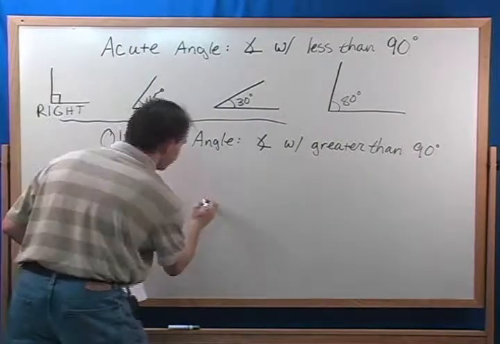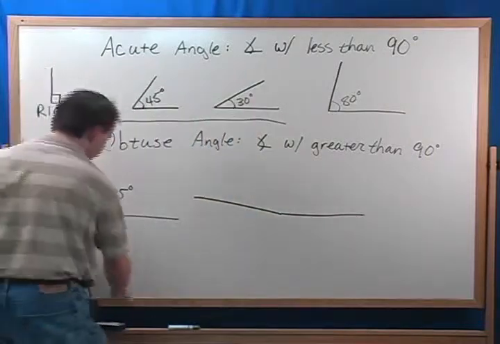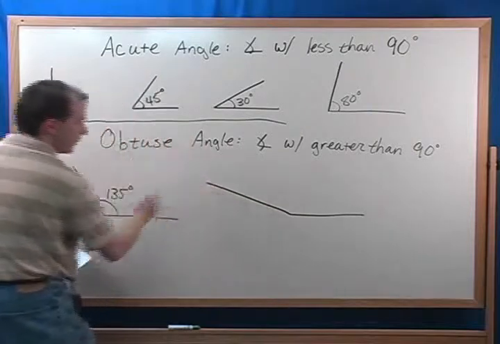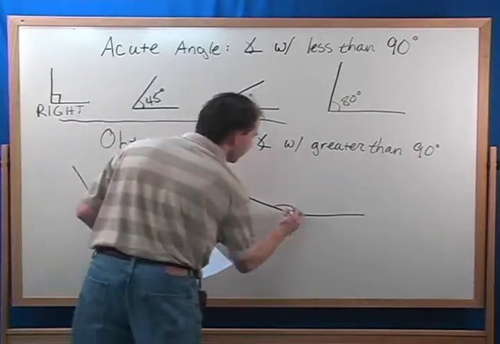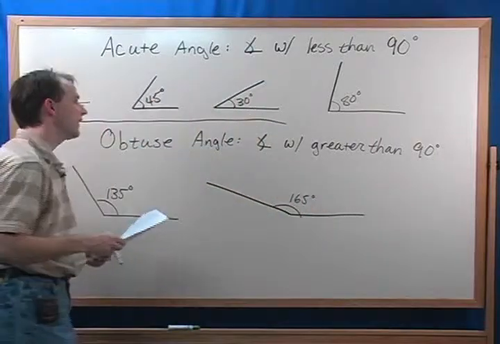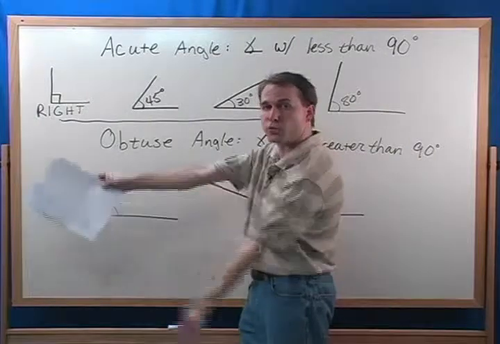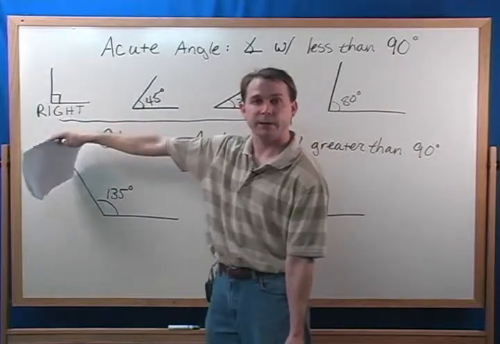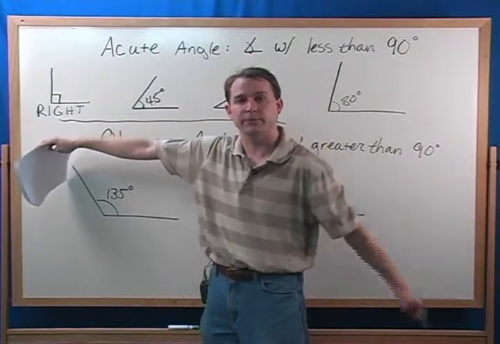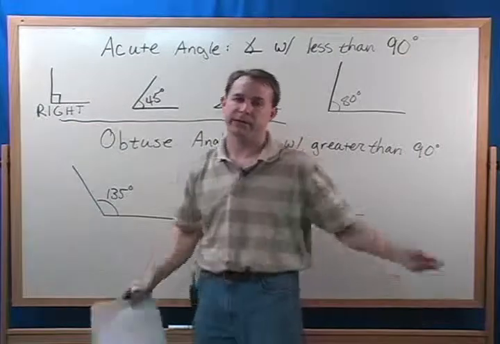You can have something that's very, very open. Oh, that's not the best drawing in the world. Let's do something like this. Something that's open really, really far. Let's say it's like, I don't know, 165 degrees. That's an obtuse angle. So the acute angles are really close in. The right angles are exactly perpendicular to one another, and then anything past is obtuse. So this is an obtuse angle, and this is a right angle, and these are acute. That's what that means.